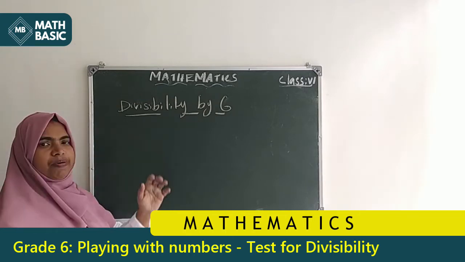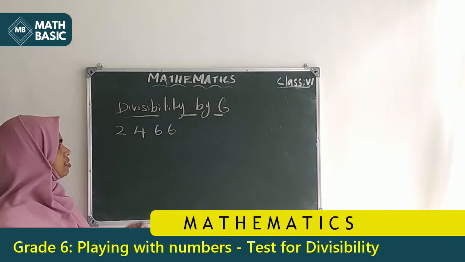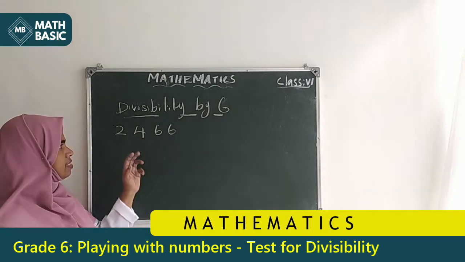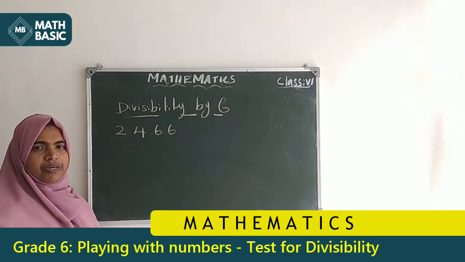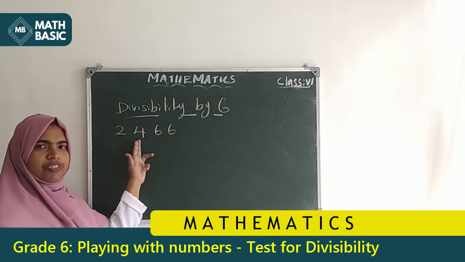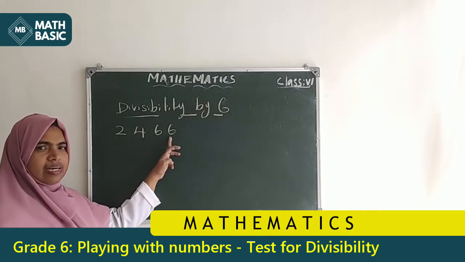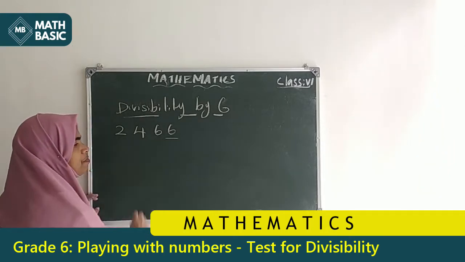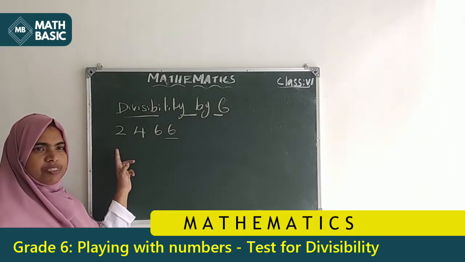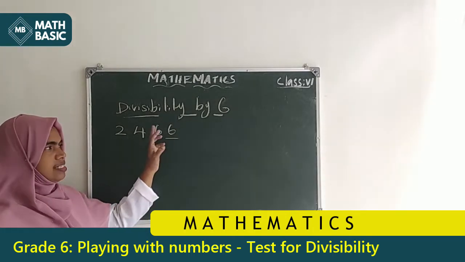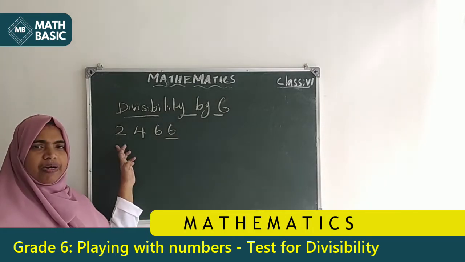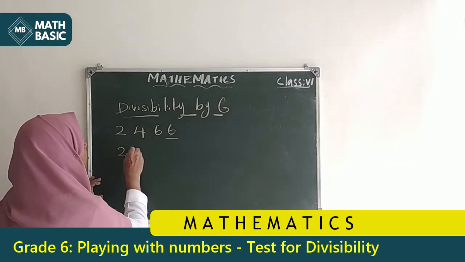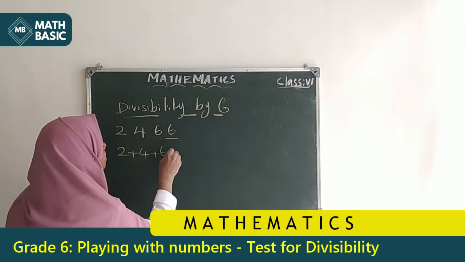Then divisibility by 6. See an example, 2466. Check whether the number is divisible by 2. Yes, the number is divisible by 2 because the ones place digit is an even number. Next, check whether the number is divisible by 3. How can we check? Add these digits: 2 plus 4 plus 6 plus 6.